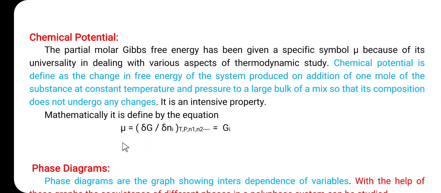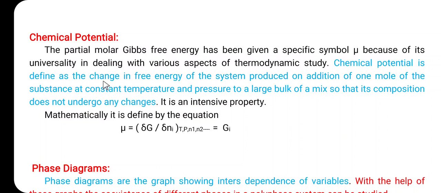The chemical potential is denoted by the symbol mu. Here the partial molar Gibbs free energy has been given a specific symbol mu because of its universality in dealing with the various aspects of the thermodynamic study. So this chemical potential is denoted by the symbol mu. Now, the definition of the chemical potential.